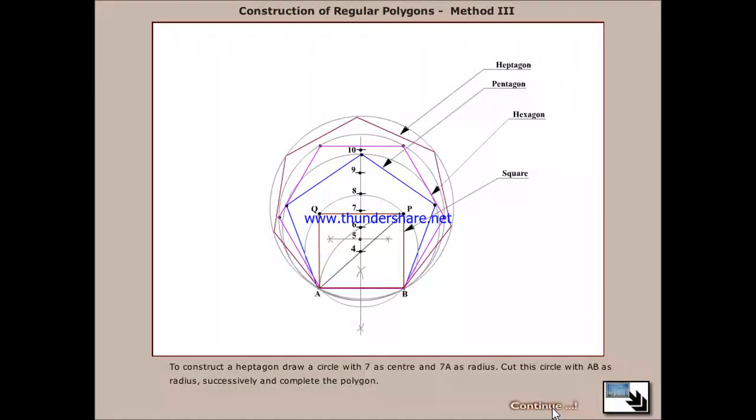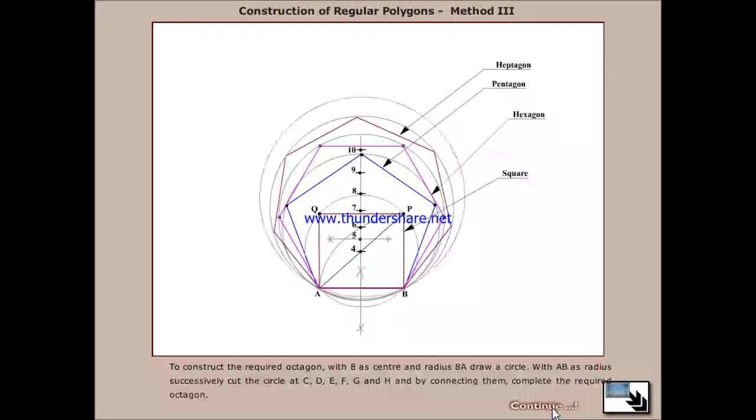To construct a heptagon, draw a circle with 7 as center and 7A as radius. Cut this circle with AB as radius successively and complete the polygon. To construct the required octagon, with 8 as center and radius 8A, draw a circle with AB as radius successively. Cut the circle at C, D, E, F, G and H. By connecting them, complete the required octagon.